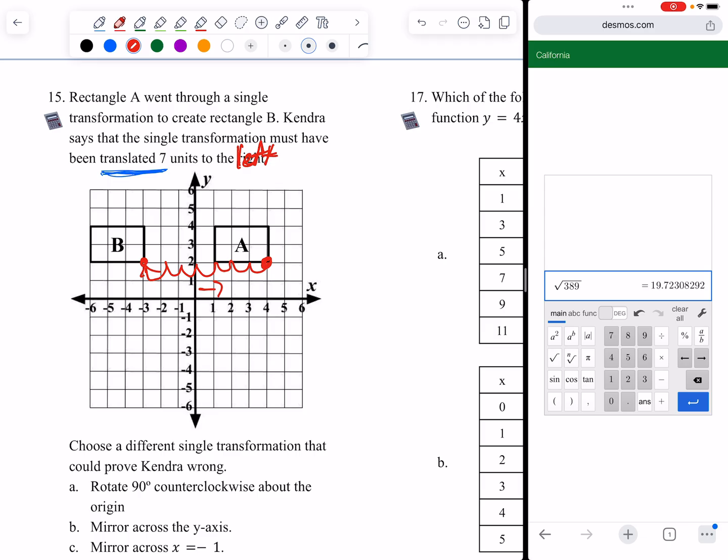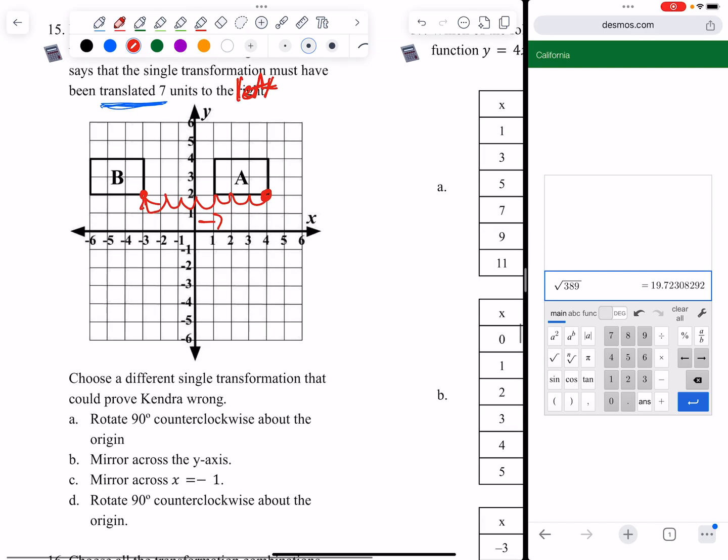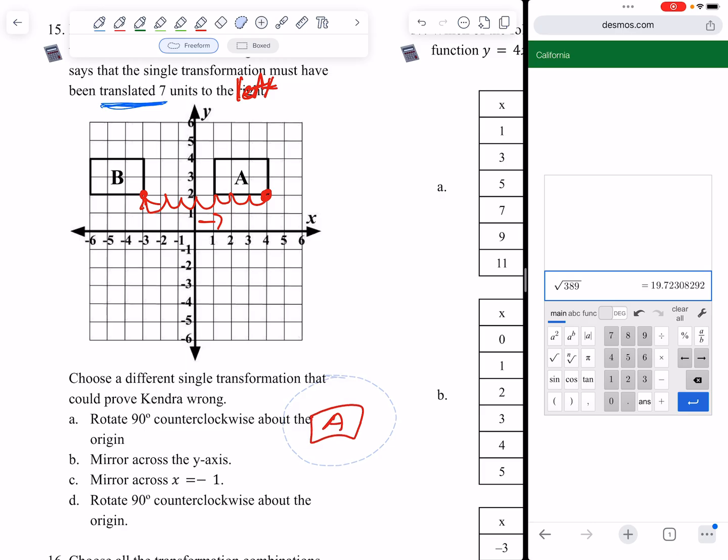Yes, it's 7 to the left. Choose a different transformation that could prove Kendra wrong. So if you rotate it counterclockwise, will that work? Well, let's think about it. I'm going to go from A, and if I rotate it counterclockwise, oh, so I like this one better. So if I rotate it counterclockwise, boom, does that look like B? No, it went vertical. So it can't be rotation.